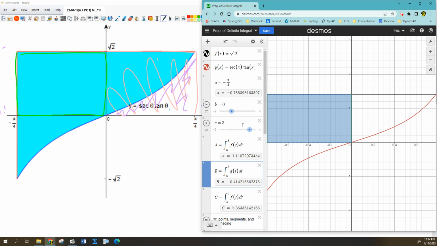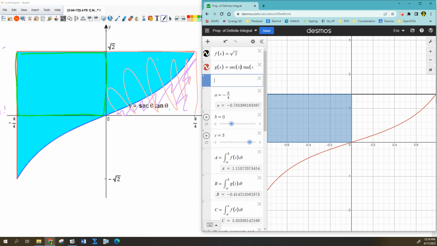Okay, now let's calculate the function f of x minus g of x. Okay, I'm going to call that h of x.